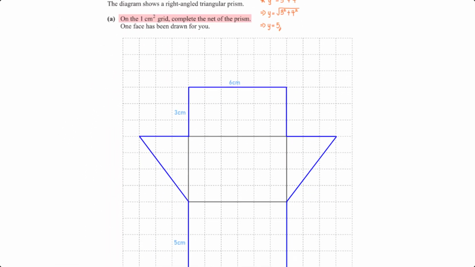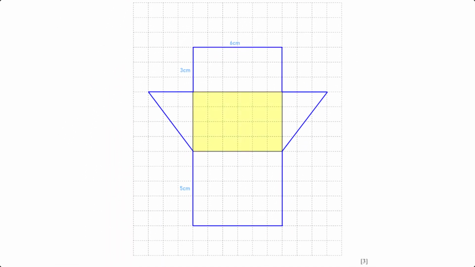On the grid, the base of the cuboid with dimensions 6 cm by 4 cm has been drawn for us. The base would be connected to the triangles on its sides. At the top, the base would be connected to the rectangle with dimensions 6 cm by 3 cm, and at the bottom, it will be connected to the rectangle at the top of the prism, which has dimensions 6 cm by 5 cm.